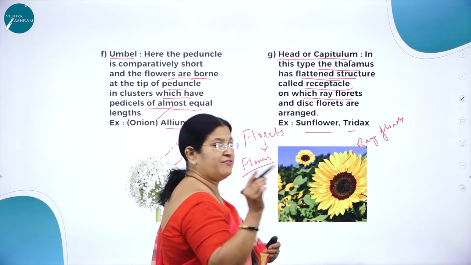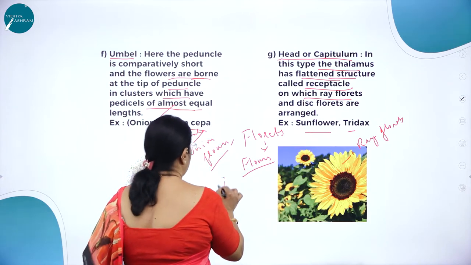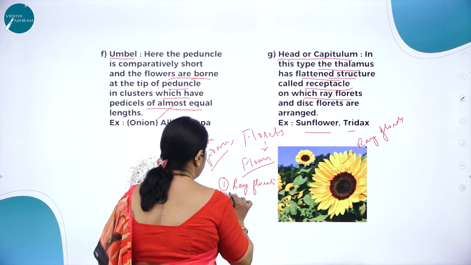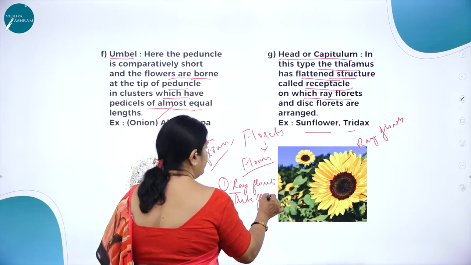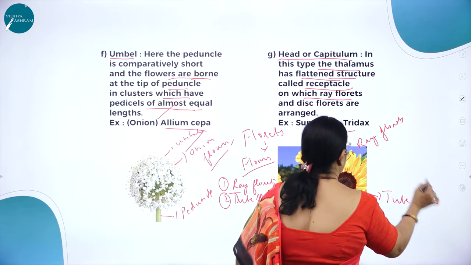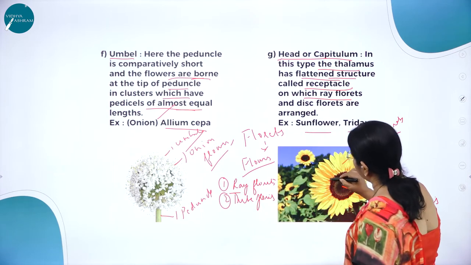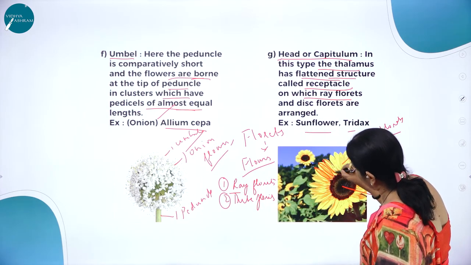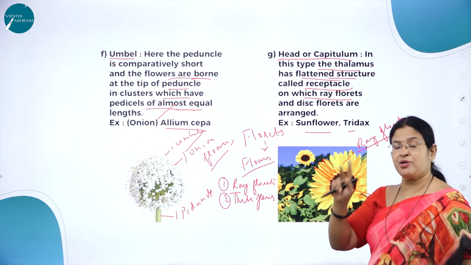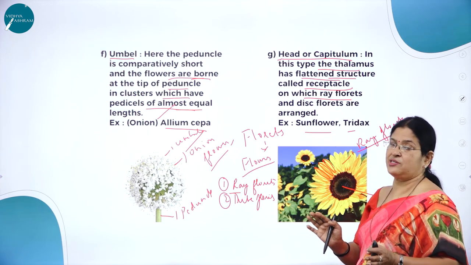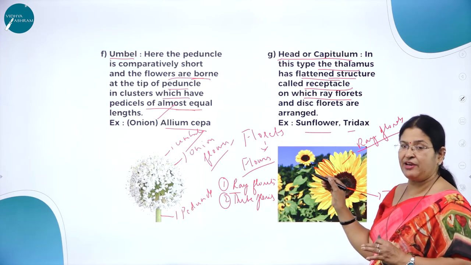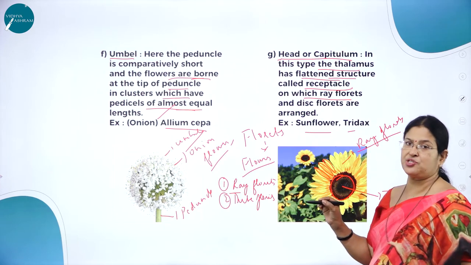Here, a sunflower will have two types of flowers. One is called the ray florets, the other one is called the tube florets. The one which you see here is called the tube florets and this is the ray florets. Here you can see the ray, it is like this, so it is called ray. Here you can see the tube-like structure, so they are called tube flowers. This is the uniqueness: you come across two types of flowers where the thalamus is condensed into a flattened structure. That towards the periphery is called the ray florets and that towards the center is called the tube florets.